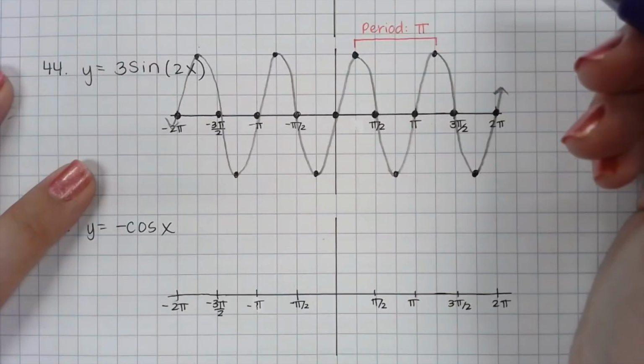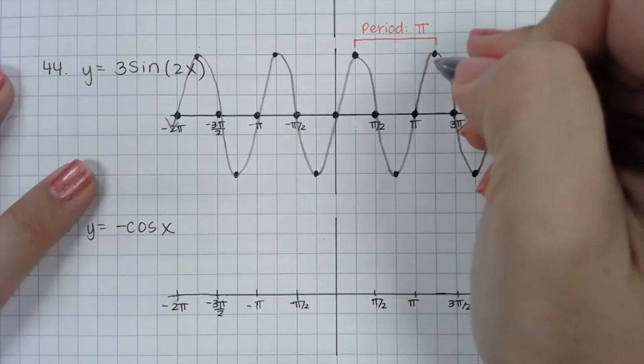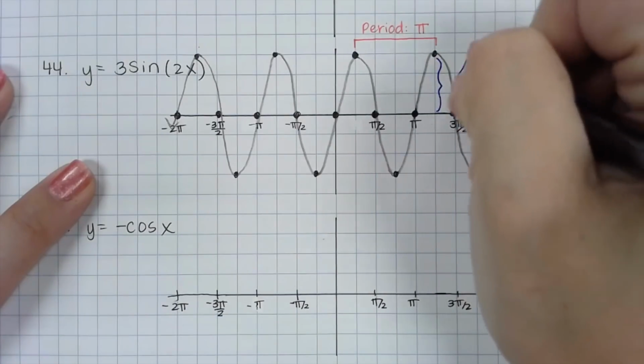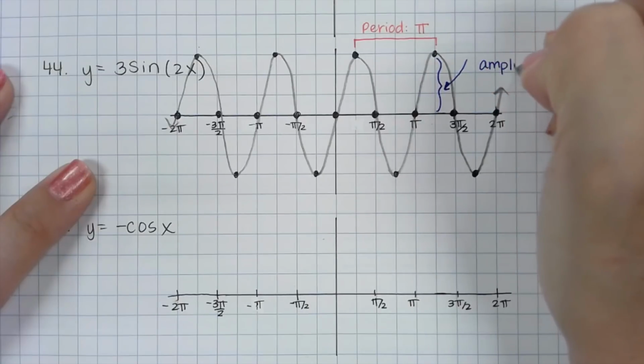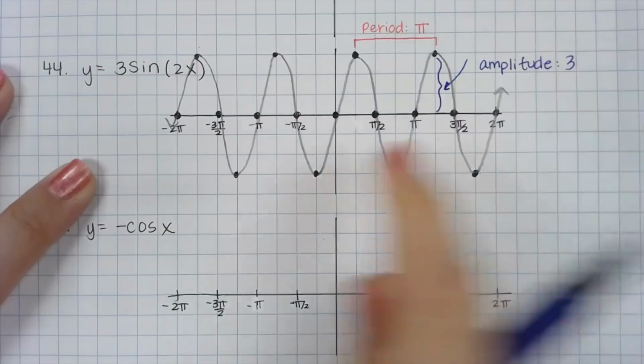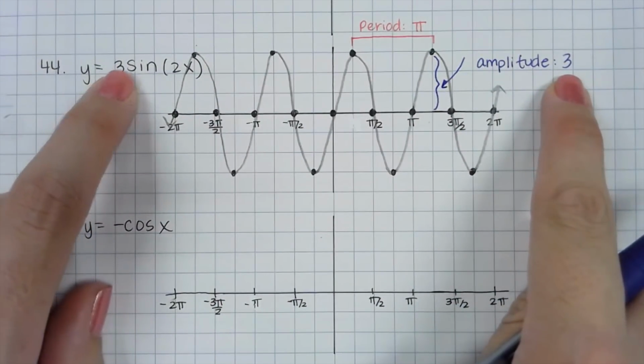The other thing that changes on this graph is the amplitude. And remember, it doesn't matter where you measure the amplitude on a graph. I kind of feel like I'm measuring them all in the same place. But for this one, the amplitude, or the distance that the graph goes above or below the midline, on this one it's 3.